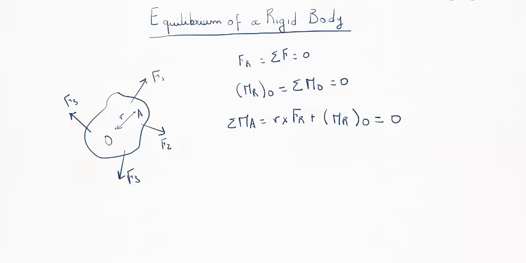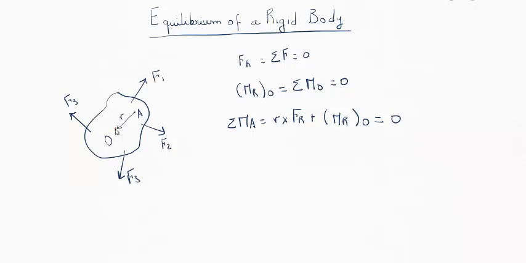Hello everyone. In this video, we will talk about equilibrium of a rigid body. Now, from the previous videos, we transitioned from a particle to a body. So here we have a picture of a rigid body with several forces distributed on it, and let's call the point O here the center of gravity.